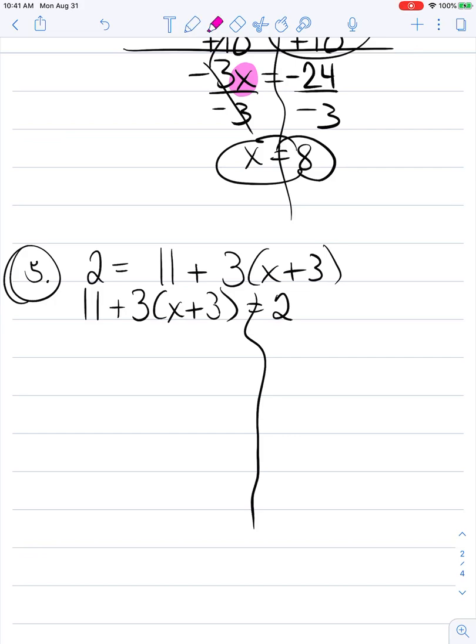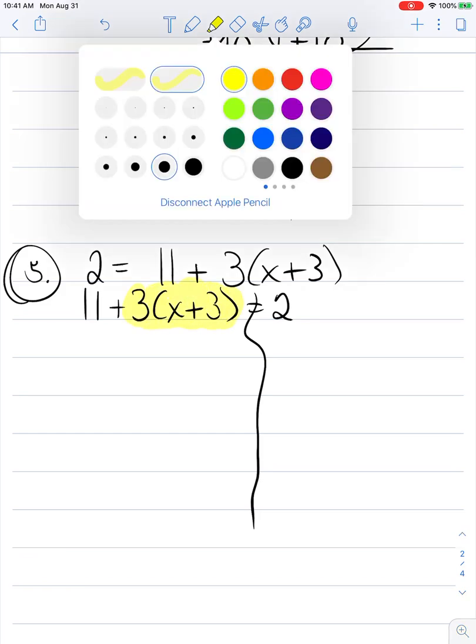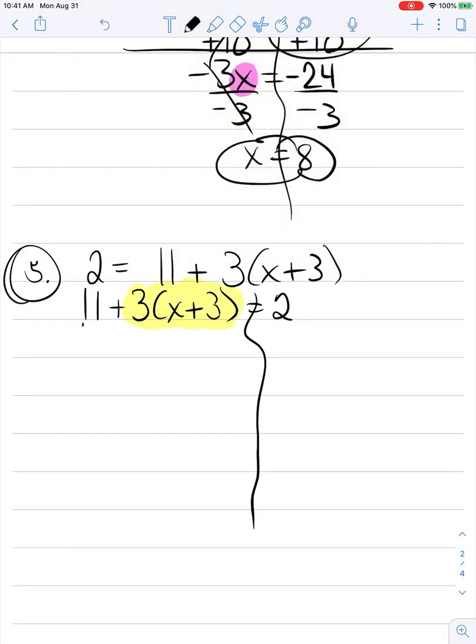So first, do I have the distributive property? Yes, I do. I see it right there. So I'm going to bring everything down that's not a part of that. And 3 times 1x is 3x. 3 times 3 is 9.